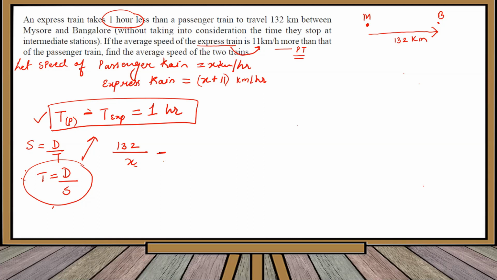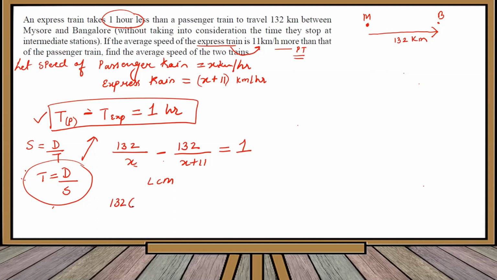Minus the time taken by the express train. The time taken by the express train will be the distance traveled by the express train, again 132 kilometers, upon the speed of the express train, which is x plus 11. The time difference is 1. Now we just need to take an LCM.